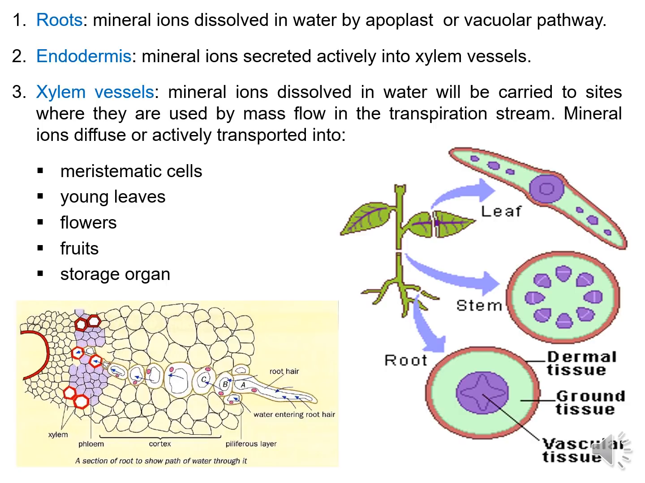The facts that we have to remember: roots, endodermis, and xylem vessel all transport water, but the root transports water from the soil into the plant system. Endodermis transports water from the soil into the plant system. Meanwhile, xylem vessels are transporting water within the plant system.